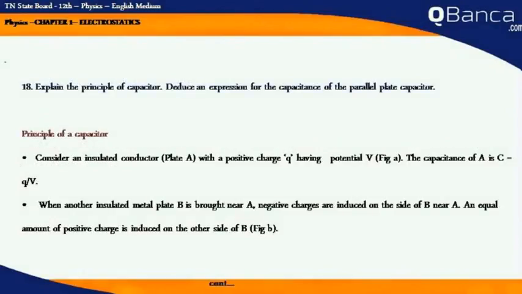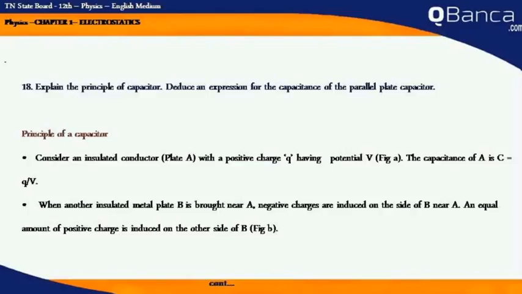Explain the principle of capacitor. Deduce an expression for the capacitance of the parallel plate capacitor. Principle of a capacitor. Consider an insulated conductor, for example, plate A, with a positive charge Q having potential V. The capacitance of A is C equal to Q by V.